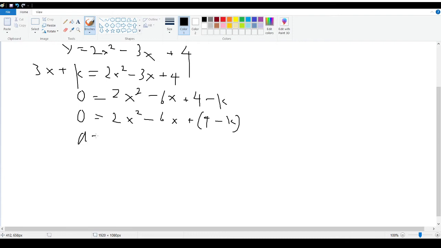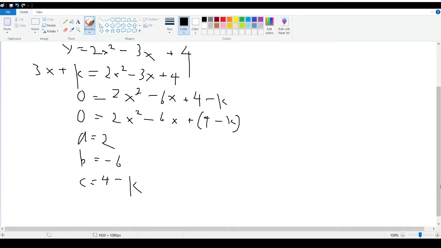So let me write it down. Again, I apologize for the bad writing. Because I don't have a pen. I have to draw it using like right here.